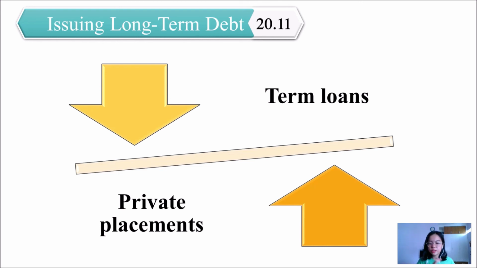So in result, direct financing may have more restrictive covenants and higher interest rates, but is less costly to issue and easier to negotiate.